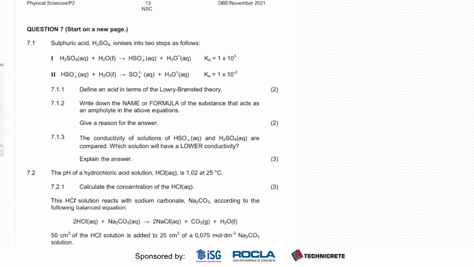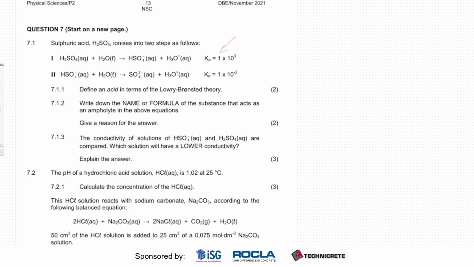Okay, so question 7 looks like we're dealing with acids and bases. Sulfuric acid, or H2SO4, ionizes in 2 steps as follows. H2SO4 has 2 protons, so I guess it deprotonates twice, releasing hydronium ions twice in 2 steps. Okay, fair enough. And of course the Ka value for this one is a lot higher.